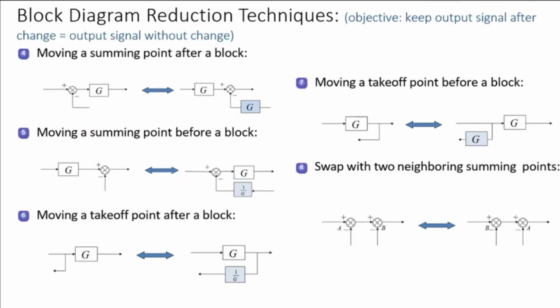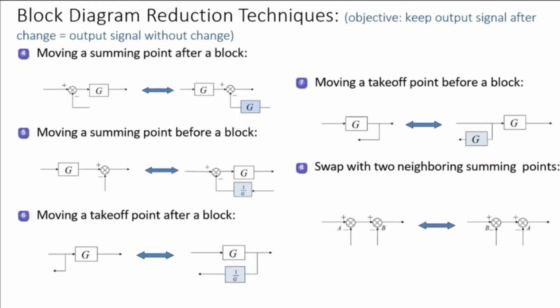Sometimes we need to move the summing block, the comparator block. For example, we have a comparator block here, which is to be moved from here to there. In this case, the logic is whatever signal is coming out originally.